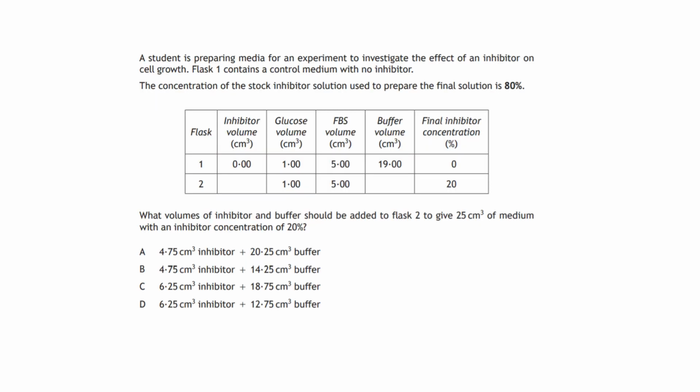Now here is a hard example from a past paper. Again, we have 2 different solutions that we are putting together. We have got our inhibitor volume and our buffer. Our buffer is what's being used to dilute it. Remember, a buffer solution is a solution that resists the addition of acid or alkali and will retain its pH. Normally, instead of water, you would be using buffer solutions.